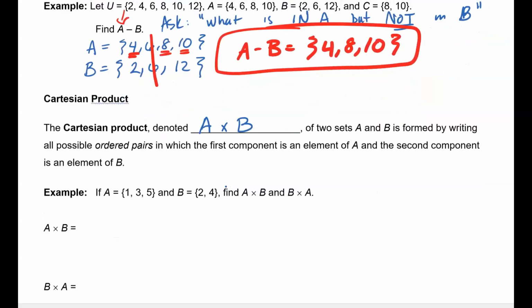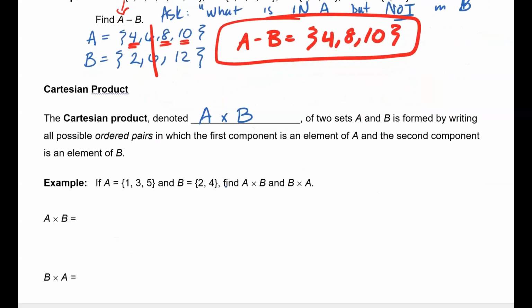All you have to do is match everything up in the first set with all of the elements of the second set in coordinate pairs. The order does matter though. I'll show you, we're going to do A times B and then B times A. So A times B, you take the elements in A, so 1, and you match it with the elements in B. So for example, we'd have 1, 2, 1, 4.